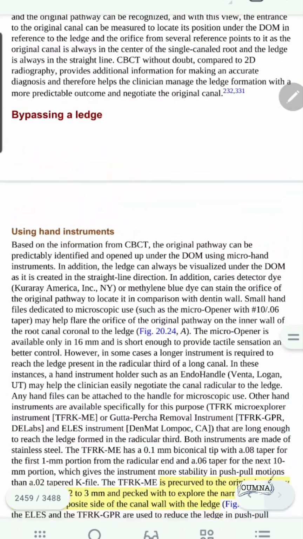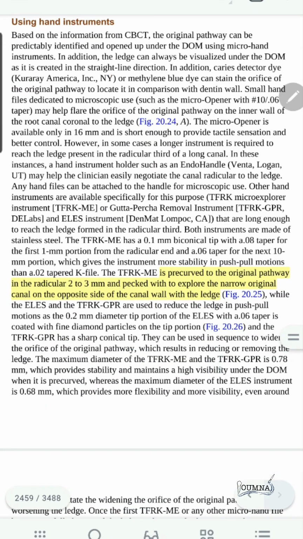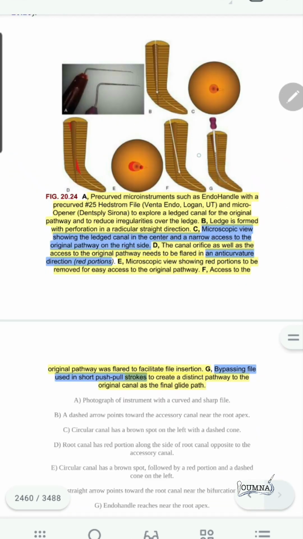There are many ways that we can try bypassing a ledge. Starting off, we will discuss the hand instruments, by pre-curving. We first explore the ledge by pre-curving, for example, a Hedstrom file, size 25, for the original pathway, to get over the irregularity of the ledge. So at first we enter with these manual files to explore where the ledge is and to decrease the irregularity in this place.